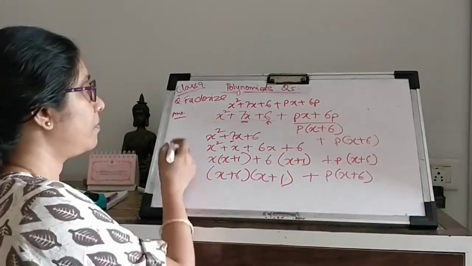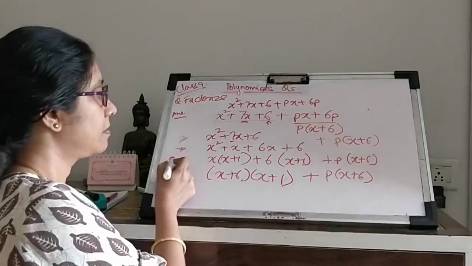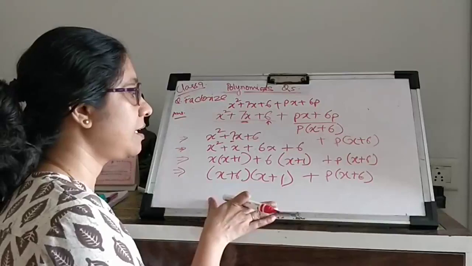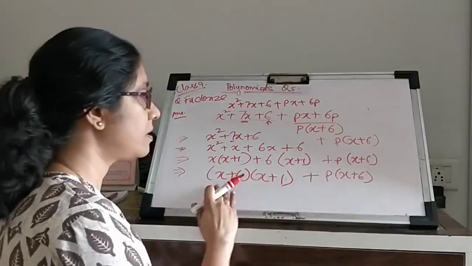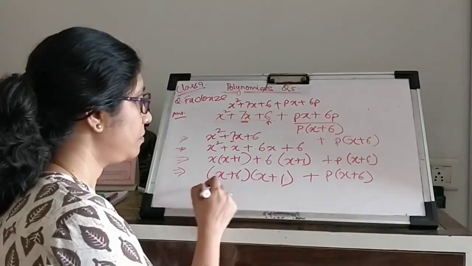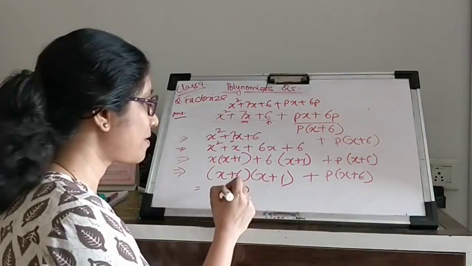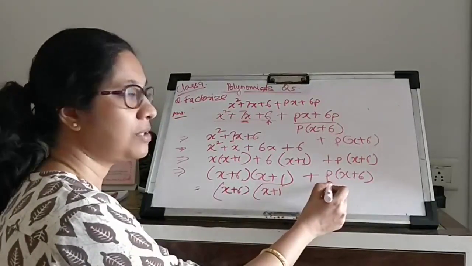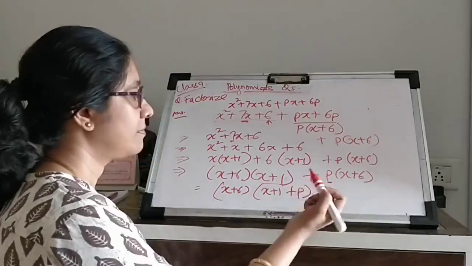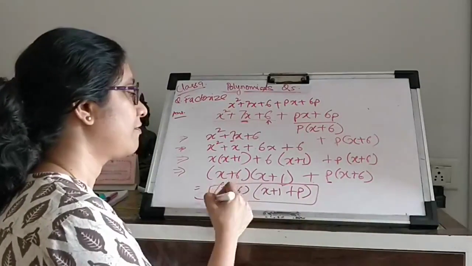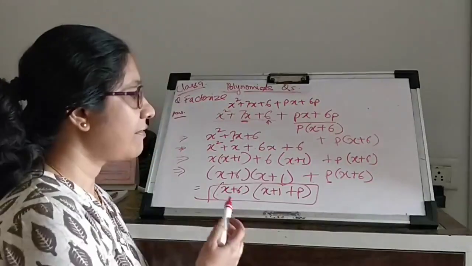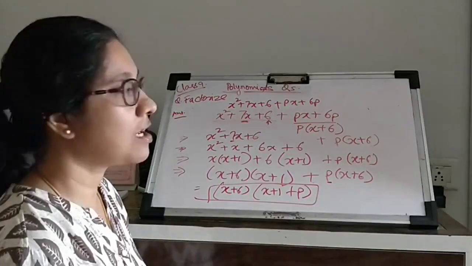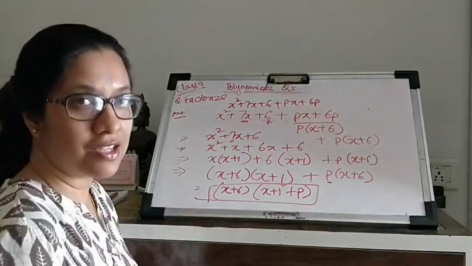So at this step, what do you find? What do you find here? In the last step, you see that we have x plus 6 common in both the terms. So I take out x plus 6 common. And what am I left with? x plus 1 from here and a p from here plus p. That is it. We got the factors. We have x plus 6, x plus 1 plus p. This is how we factorize a 5-term polynomial, right?